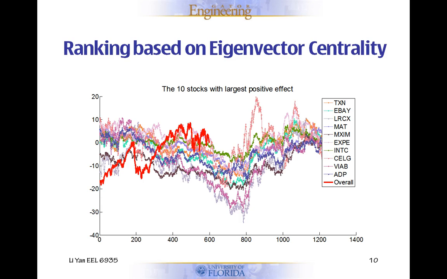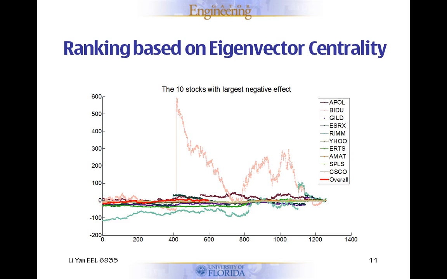We can see that the origin point represents the most recent date, which is December 31st, 2011, compared with the starting date, which is January 1st, 2007. All of the 10 stocks have a better performance than the overall performance of the market. However, the 10 stocks with the largest negative effects are shown in this figure.